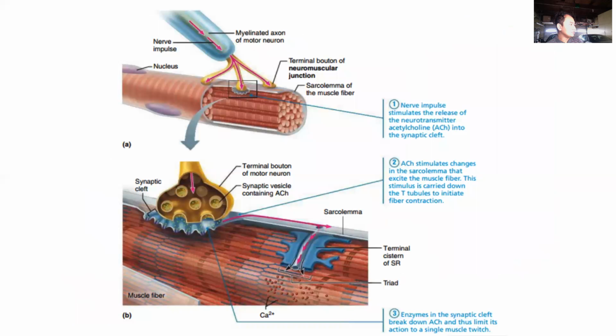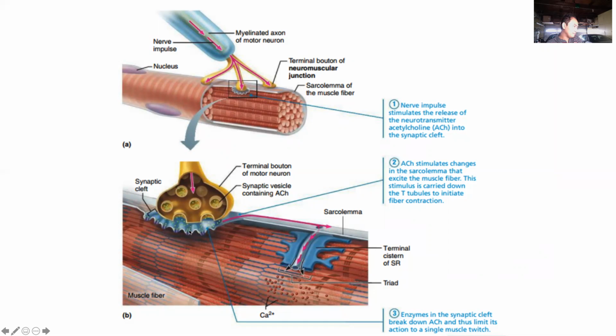If you go into detail at the junction between where the nerve comes and attaches to the muscle, we say that is a neuromuscular junction, because the neuron comes and attaches to the muscle. So that's the neuromuscular junction. This is the end of the nerve. This is the muscle fiber.